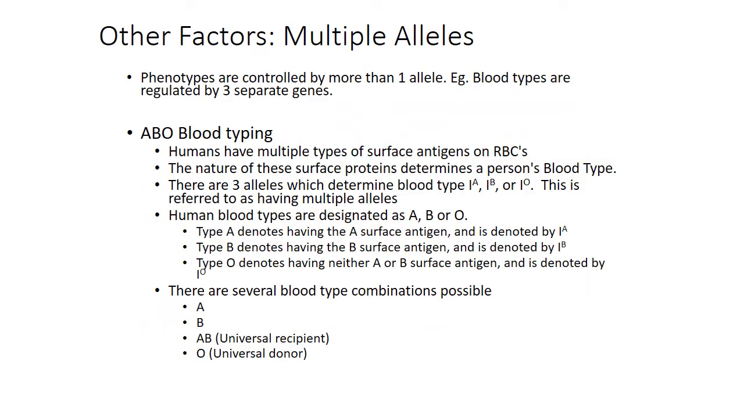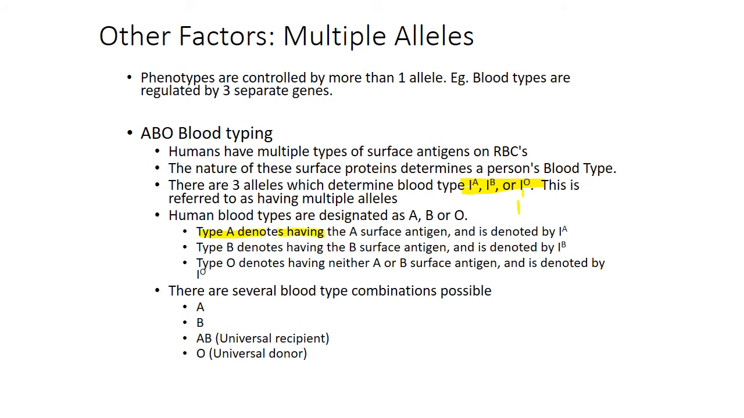So the phenotypes are controlled by more than one allele. This is multiple alleles, mind you. And blood types are not only codominant, but they are regulated by 3 separate genes. So for ABO, which is one of the 32 different types, we have different surface antigens. Now you can be A, so here's the genotypes that we use: IA, IB, and IO, or you can also use little i, that's fine. And these are the 3 alleles that determine blood type.